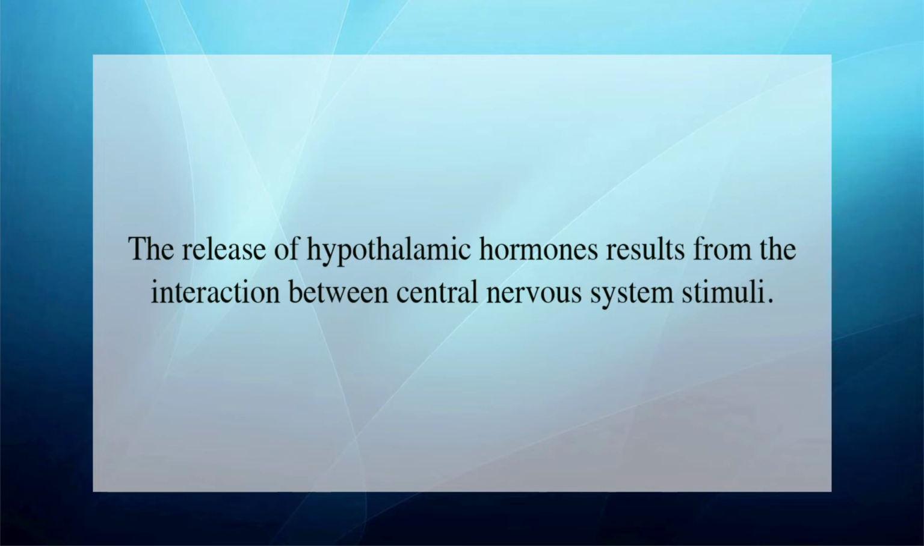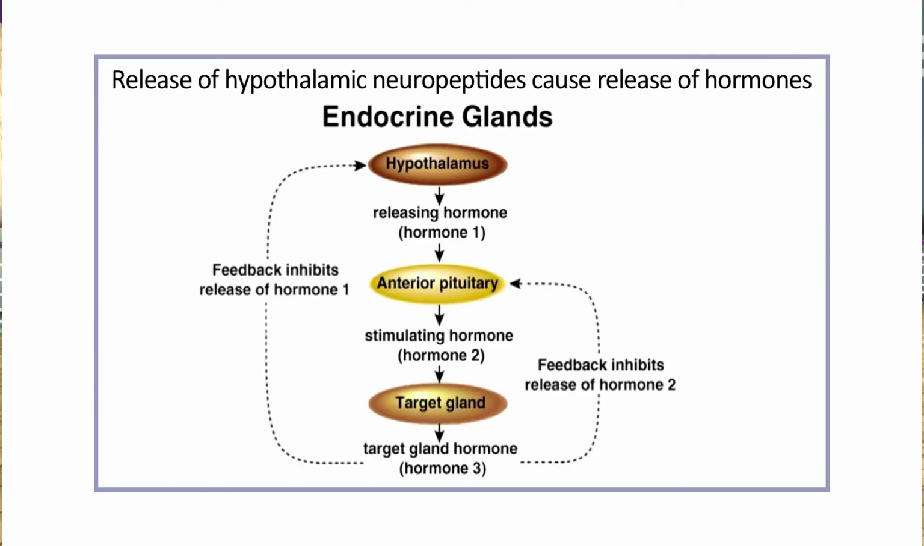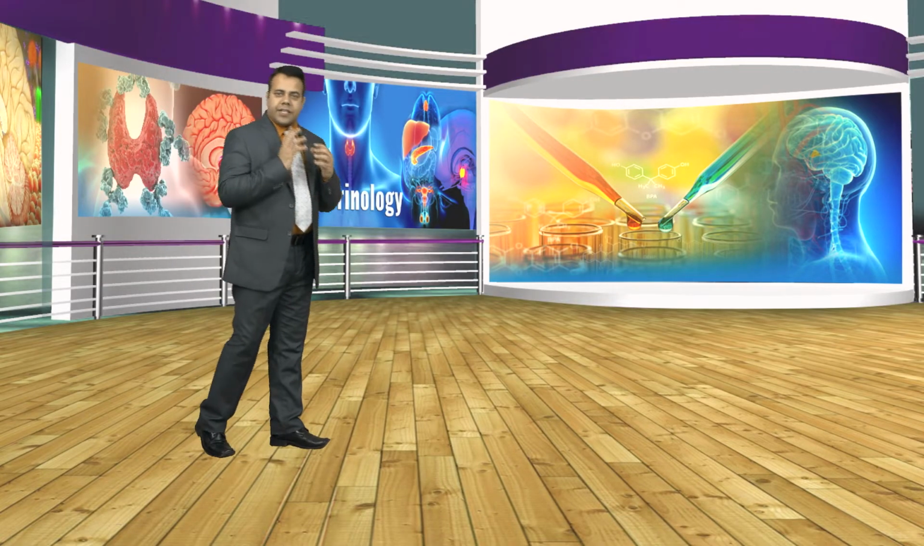As an example of other secretory control mechanisms, the release of hypothalamic hormones results from the interaction between central nervous system stimuli that include stress, afferent stimuli, and neuropeptides. Once hypothalamic hormones are secreted into the system, they cause the release of pituitary hormones, which in turn control the secretion of peripheral hormones in their respective target glands. Secretion of peptide hormones such as insulin and glucagon may be also directly regulated by the autonomic nervous system through postganglionic sympathetic nerves.